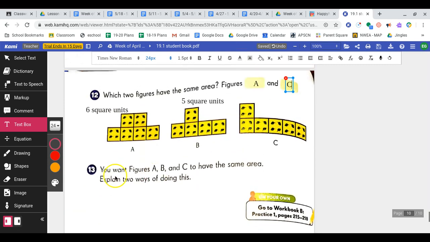And finally, it says you want figures A, B, and C to have the same area. Explain 2 ways of doing this. So to do that, we could add on 1 box or 1 square unit to figure B. Try to think of another way we could do it. There are multiple places we could add a square unit to figure B. The other option would be to take away a square from both figures A and figure C.